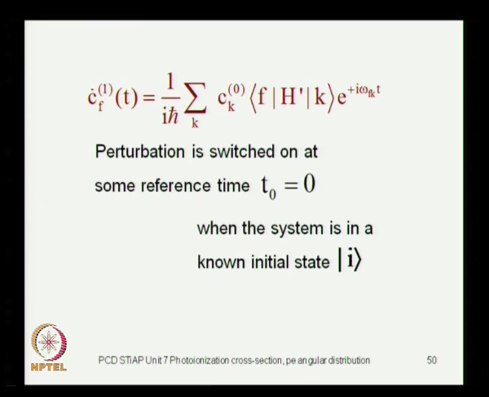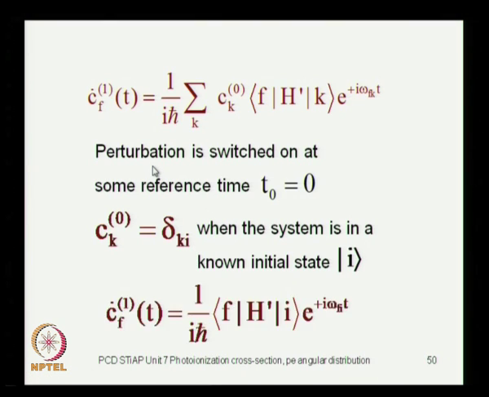When you know that the system, when you turn on the potential, is in a given quantum state, then you know that the expansion coefficient for that particular state is exactly equal to 1, because the entire probability is contained in that particular state. So, you presume that the system is in a known initial state I, which means that this coefficient is equal to 1 if k is equal to I, and it is equal to 0 if k is not equal to I. That is what it means, and you can plug in this Kronecker delta in this expansion, and then you get a single term on the right hand side.